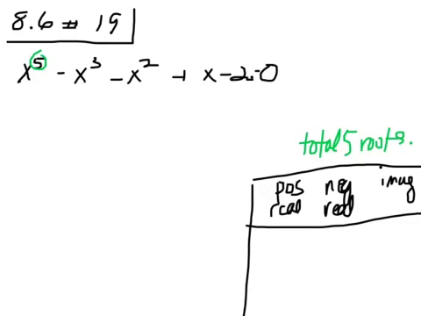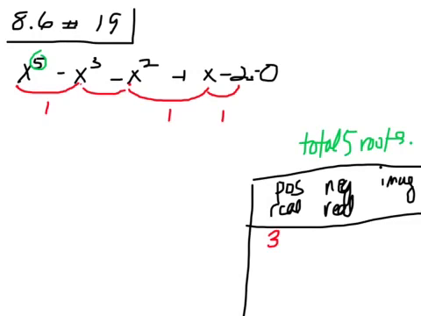Now, for the positive roots, we just look and see how many sign changes there are. Well, this x to the 5th is positive, so a positive to a negative leaves me 1 sign change. That's a negative to a negative. From here to here, no sign change. But a negative to a positive is 1 sign change there. And then a positive to a negative is another sign change. That means we could have up to 3 positive real roots.